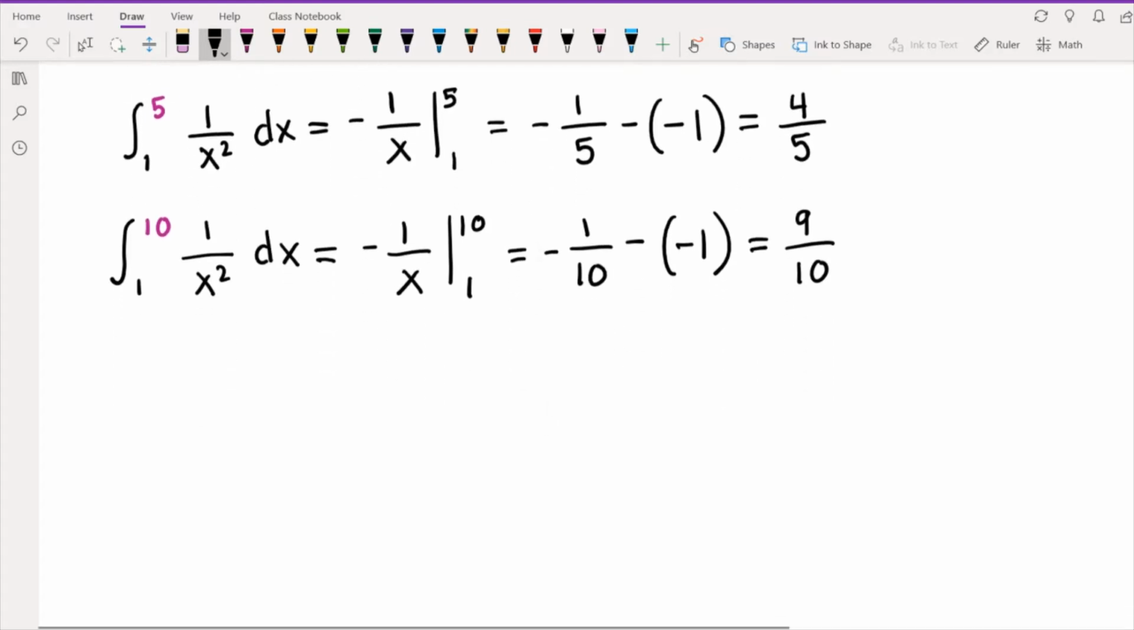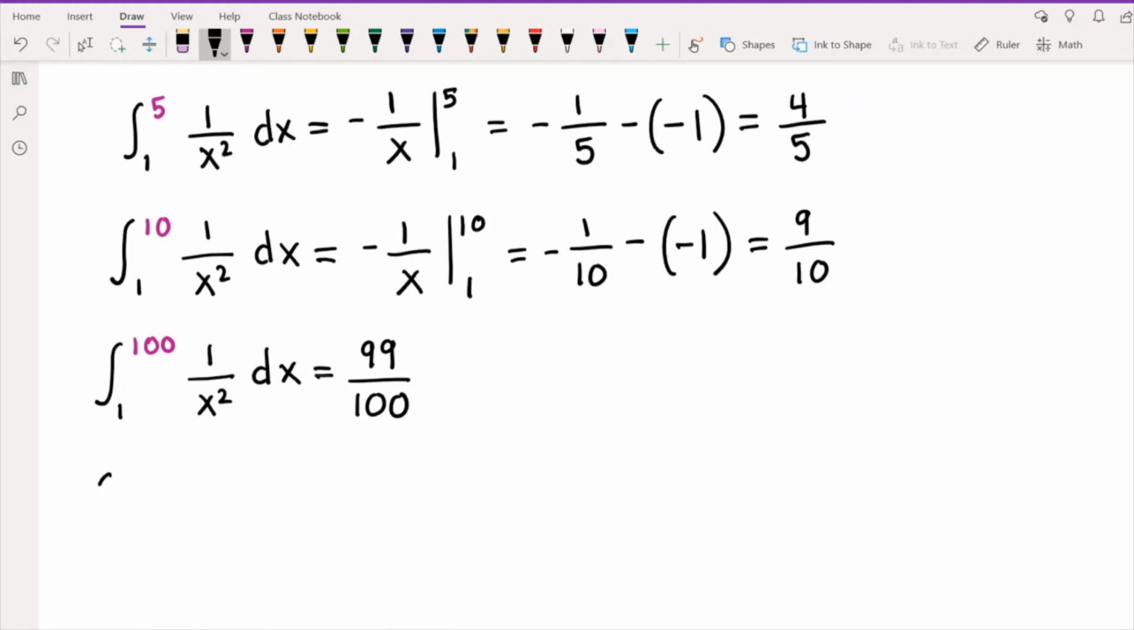Let's do one more. And this last one, maybe we don't even need to do FTC because I think you can kind of see the pattern, right? Because of how the antiderivative works out, when we had 10, we got 1/10 less than 1. When we had 5, we got 1/5 less than 1. So if we have 100, we'll get 1/100th less than 1. So you would get 99 over 100.